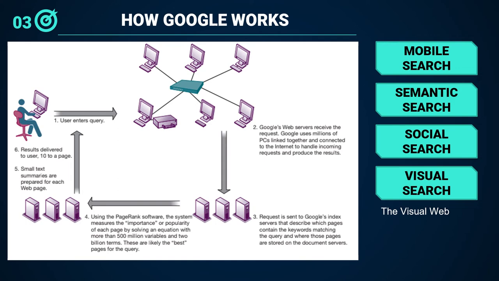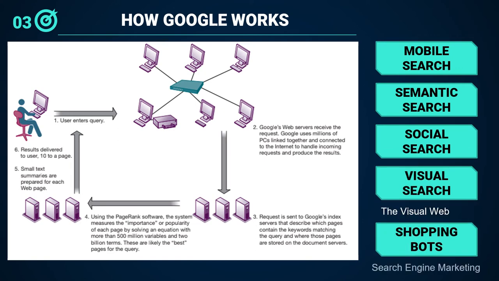Instagram is another example of the visual web. Instagram is a photo and video sharing site that allows users to take pictures, enhance them, and share them with friends on other social sites such as Facebook and Twitter. In 2018, Instagram had 800 million monthly active users. So, shopping bots. Shopping bots use intelligent agent software for searching the internet for shopping information.